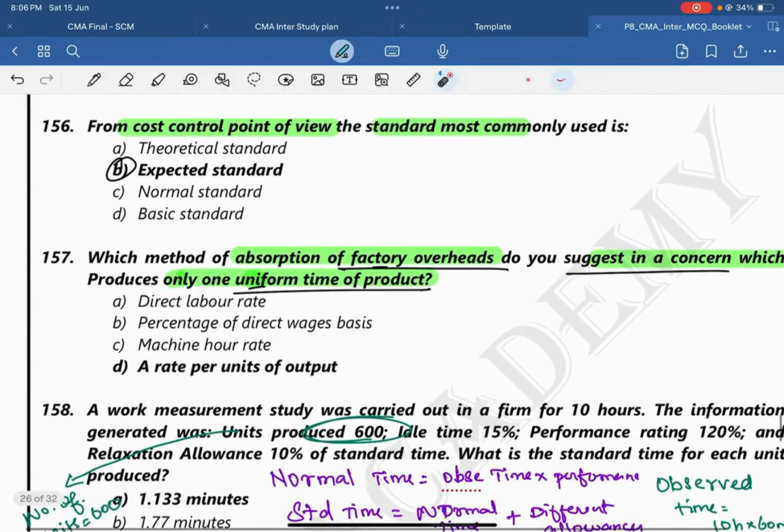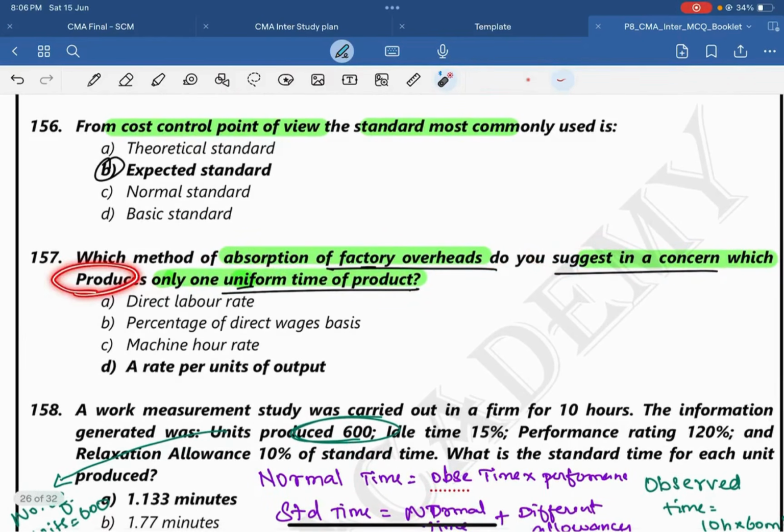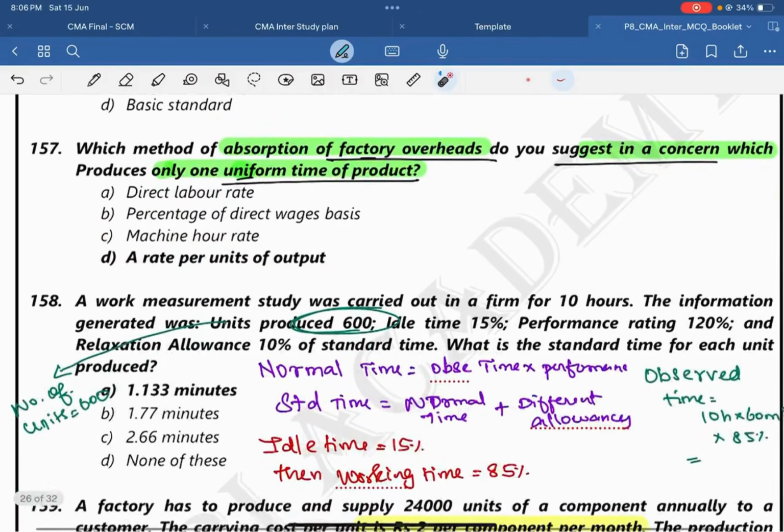Then 157. Which method of absorption of factory overhead do you suggest in a concern which produces only one uniform type of product? At one time they need to produce one product. What is the absorption of a factory overhead? You will say there is no direct labor rate, percentage of direct wages is not there, machinery rate. It is rate per unit of output, because they are also asking only one uniform type. So we will go with per unit of output.